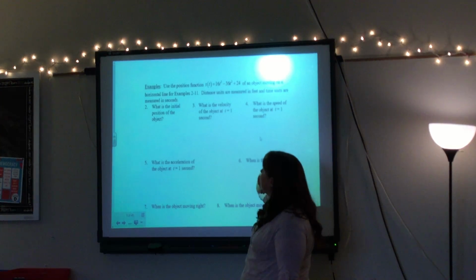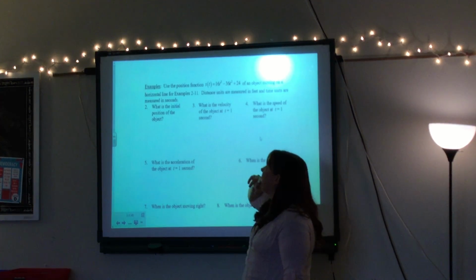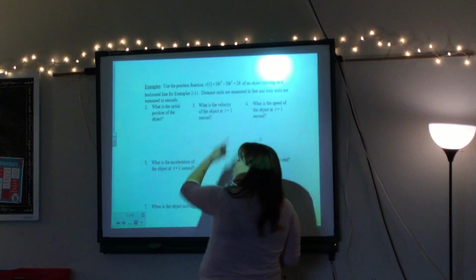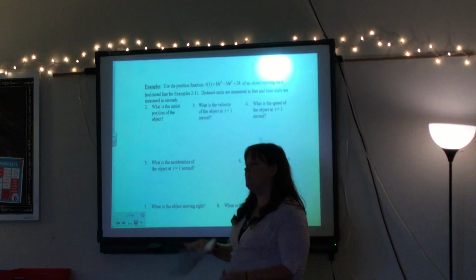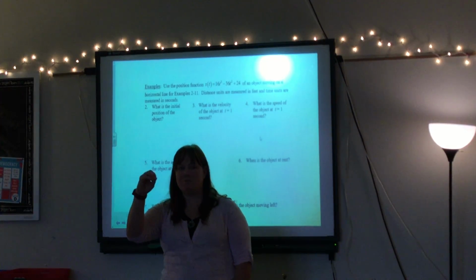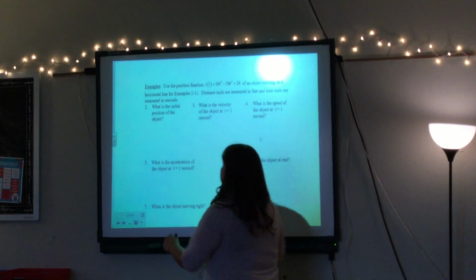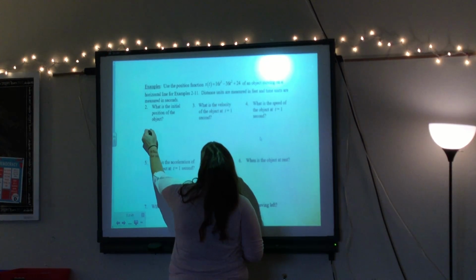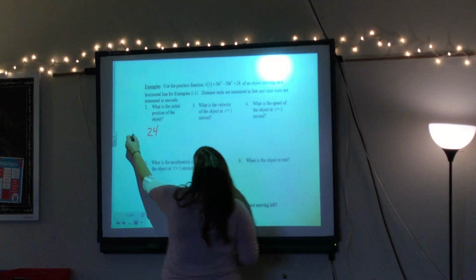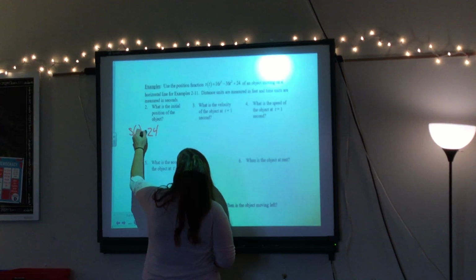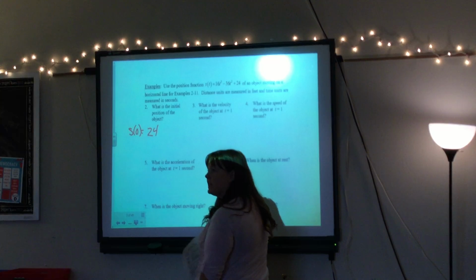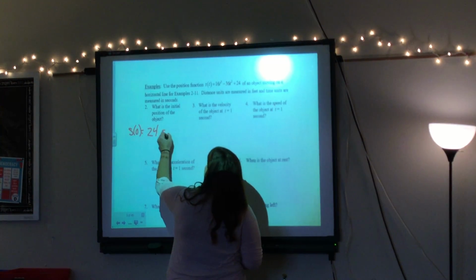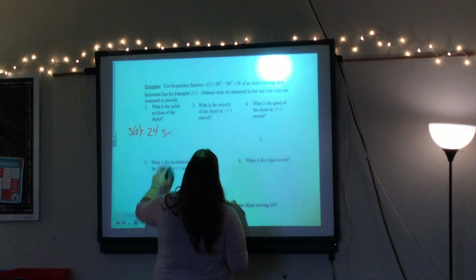So it asks for the initial position of the object. 24. Why? Because you plug in 0 for t. Initial position means when time equals 0, where am I at? When time equals 0, those two terms go away and all I have is 24. So I would say s of 0 equals 24, to show that I knew what I was doing and wasn't just guessing a number. And the units are feet, not seconds.